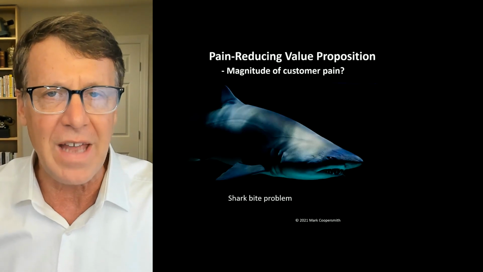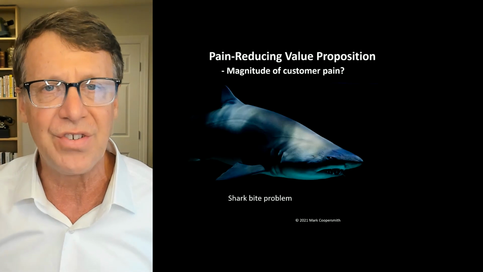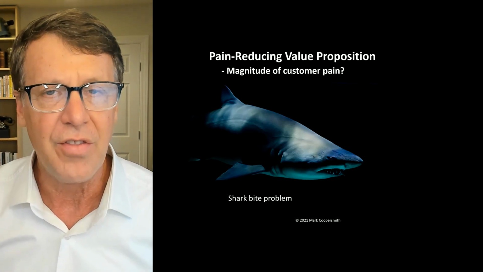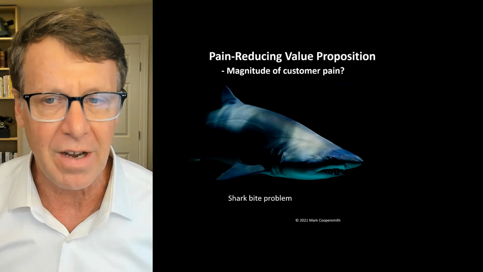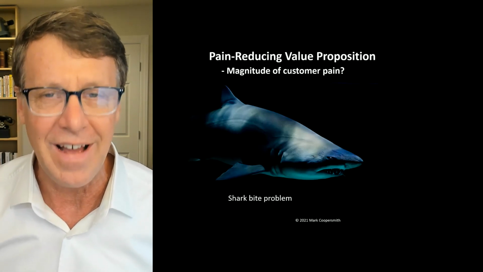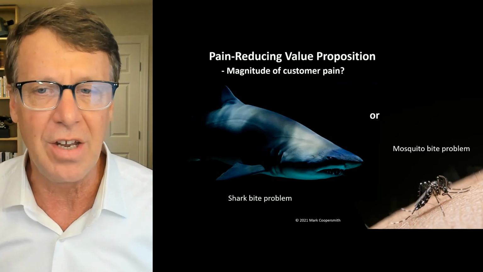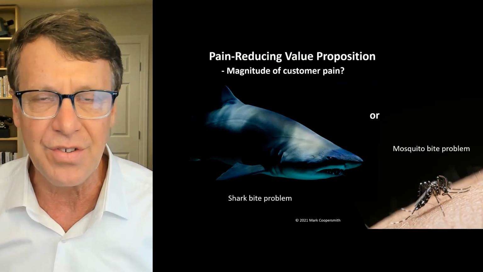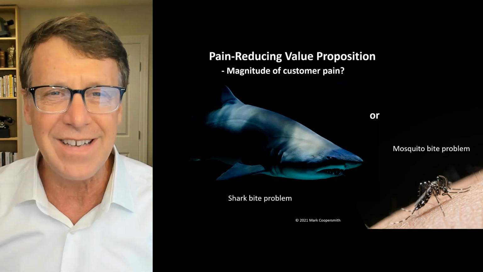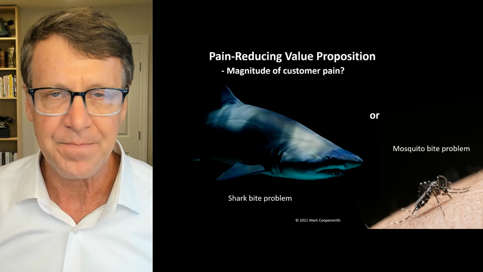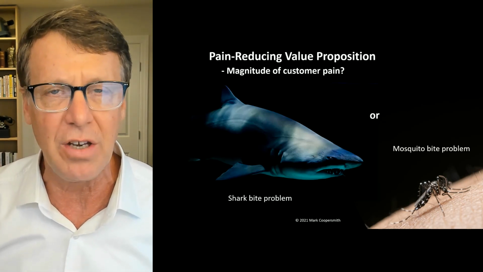But before we look at pain reduction or gain creation, let's also focus on the size, the scale of the customer problem that you're trying to solve. Is it a shark bite problem, right? A great white shark like this one? That's a big problem. Or is it a little mosquito problem? Now, mosquitoes and fleas and other bugs that bite us, that's a problem, but it's not a huge problem. So we want to think about big problems in big markets that people are actively looking to solve.